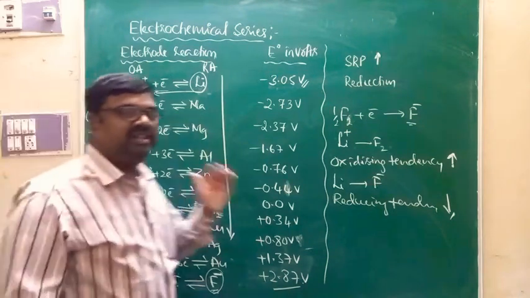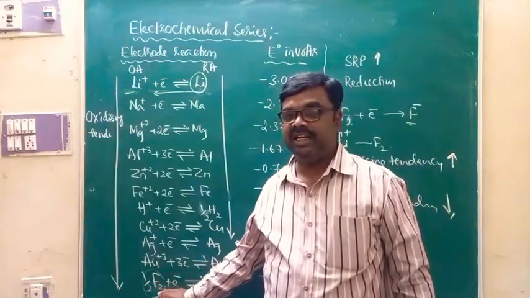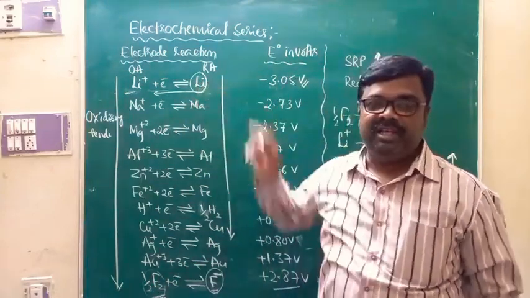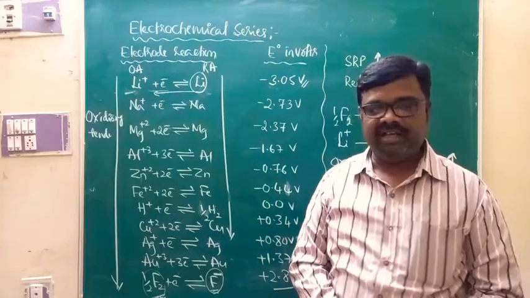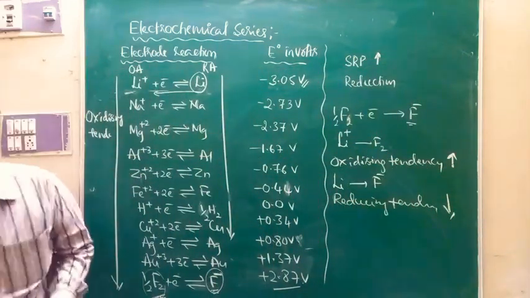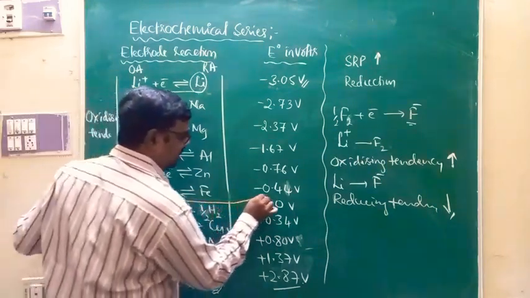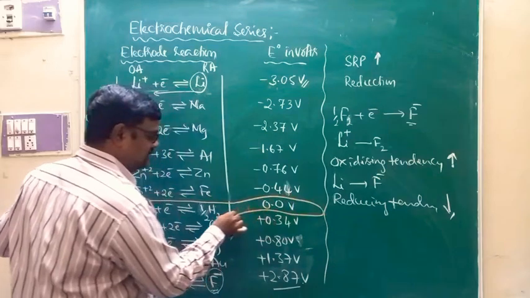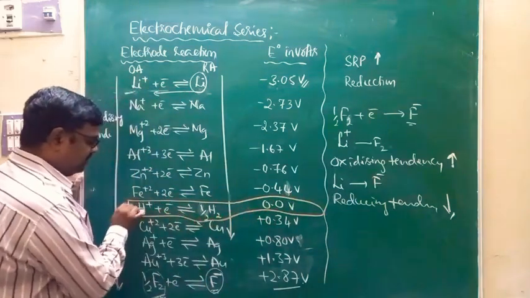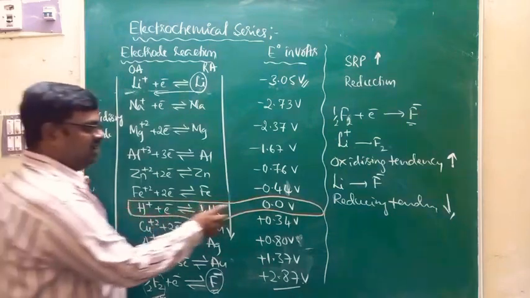The one with high SRP is a very good oxidizing agent. The one with low SRP is a very good reducing agent. And apart from that, I can make one more decision. Look at this, in the electrochemical series, here we have hydrogen. For the hydrogen electrode, the SRP value is 0.